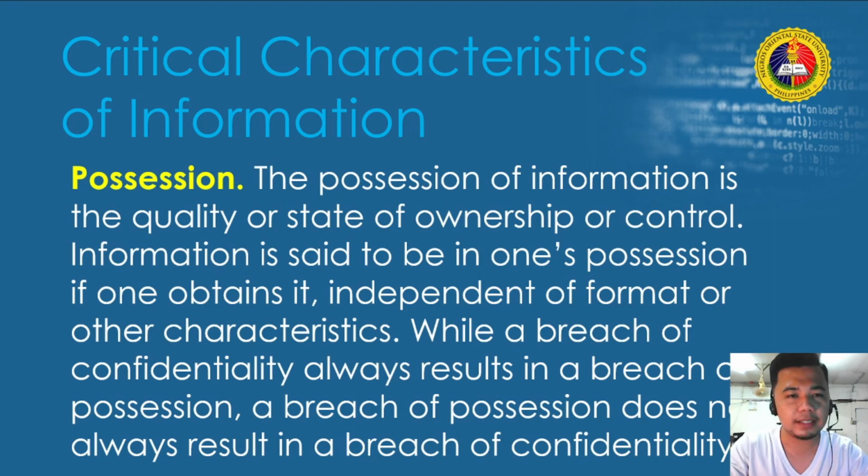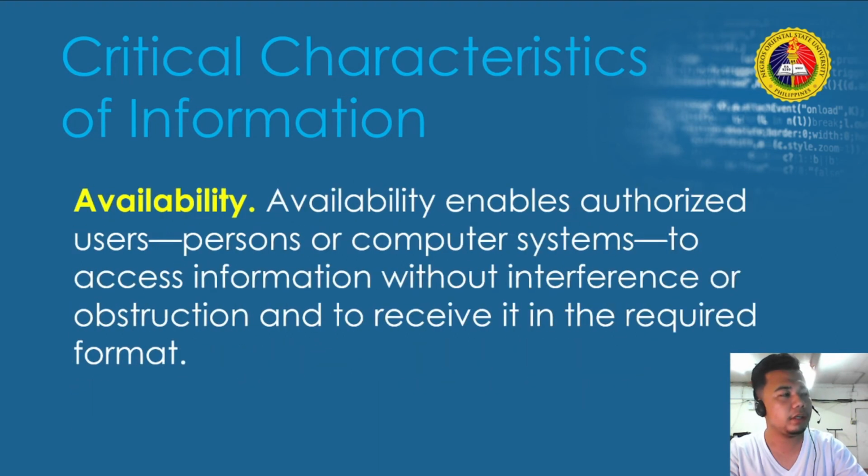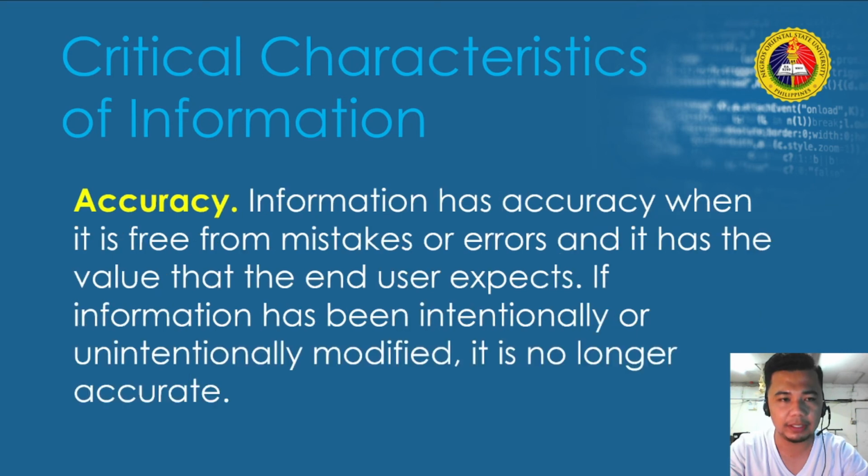Okay, so those are the critical characteristics of information. Going back, let's have a review. We have availability. Availability of information refers to making sure that the information is available to the authorized people, clearly and without any problems. It is ready to be given, to be accessed. That is availability. Information must be accurate. There shouldn't be any errors or modifications affecting the accuracy of the information. Information must be real. Information must be accurate.